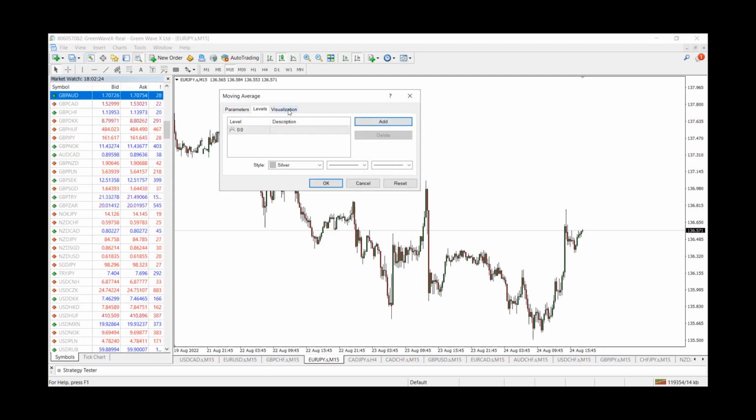Really nothing much there. Visualization: do you want it to sit on all the time frames? If you want it on all the time frames, you make sure this is checked. If you want it only on some specific time frames, you uncheck this and then you choose which of the time frames you want it to appear on. For example, if I choose 15 minutes, that means I will only see it on the 15-minute time frame. If I go to the other time frames, I won't see it there. Okay, but let's just put it on all time frames and then let's click OK.